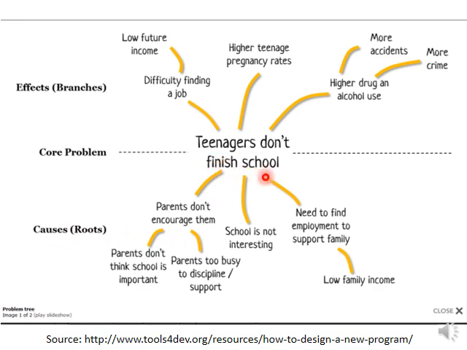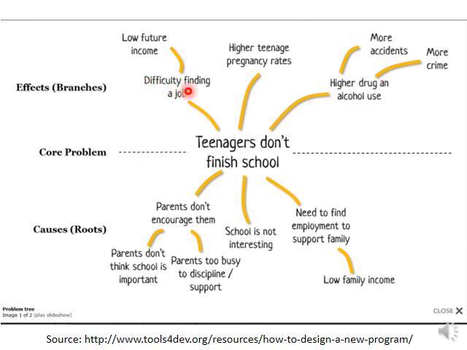What's another reason, another cause why teenagers don't finish school? Well, school's not interesting, it's boring. Another reason is they may need to find employment to support the family. And this may be because they have a low family income. So these are the causes, the roots. Now these are the effects, the branches or the leaves.